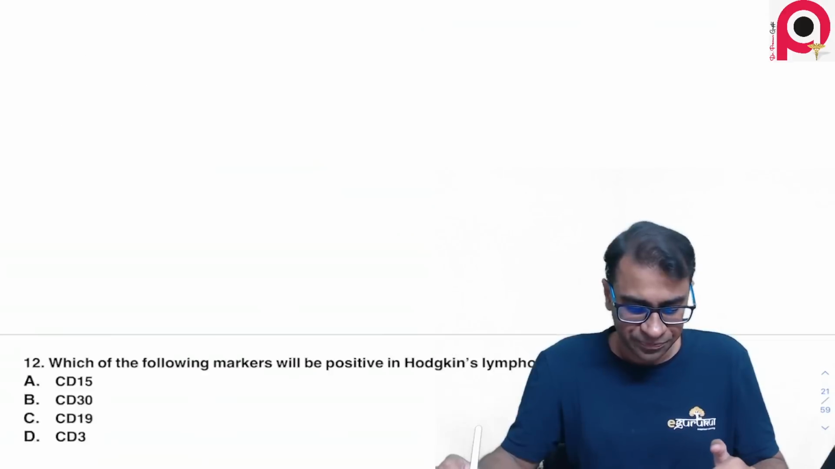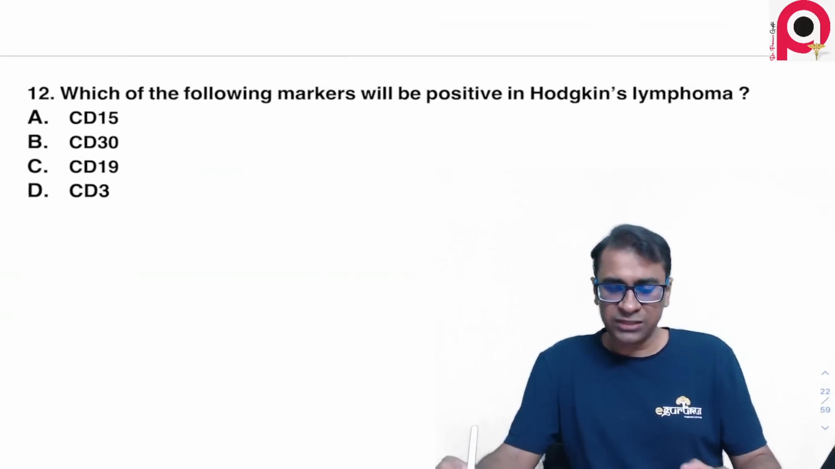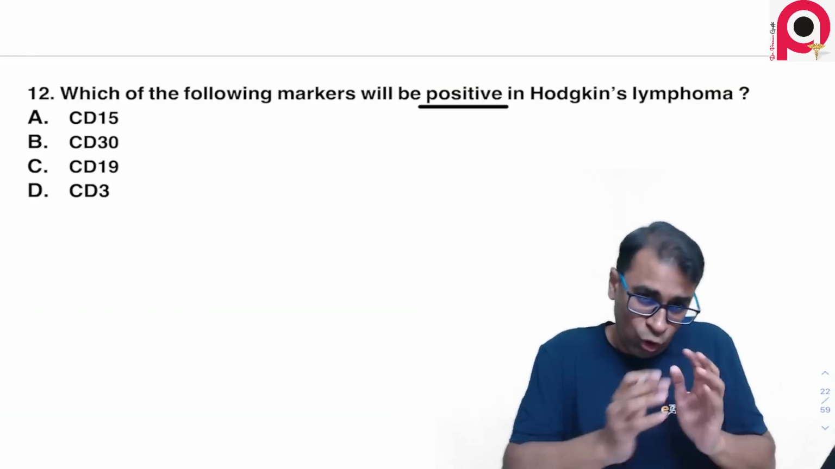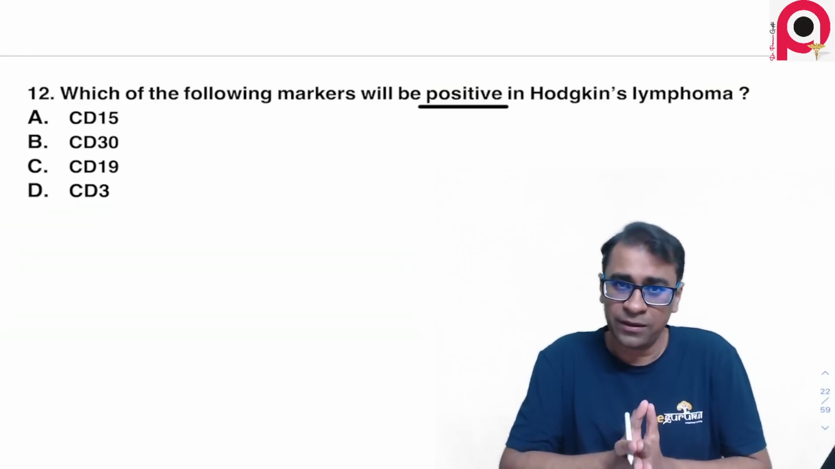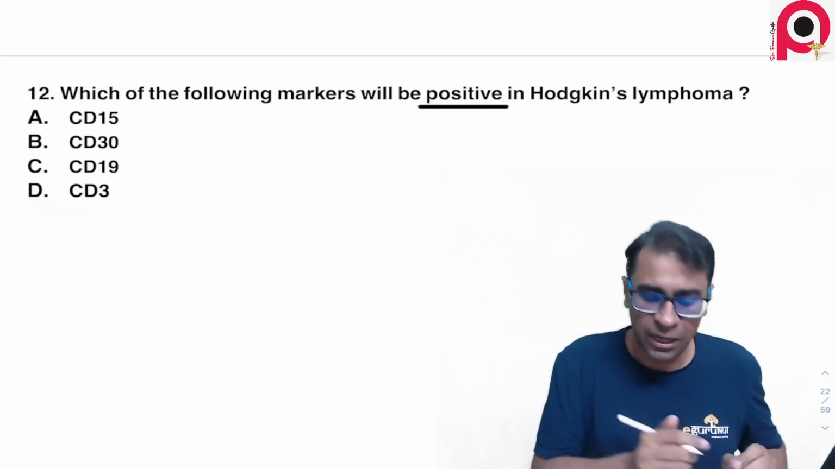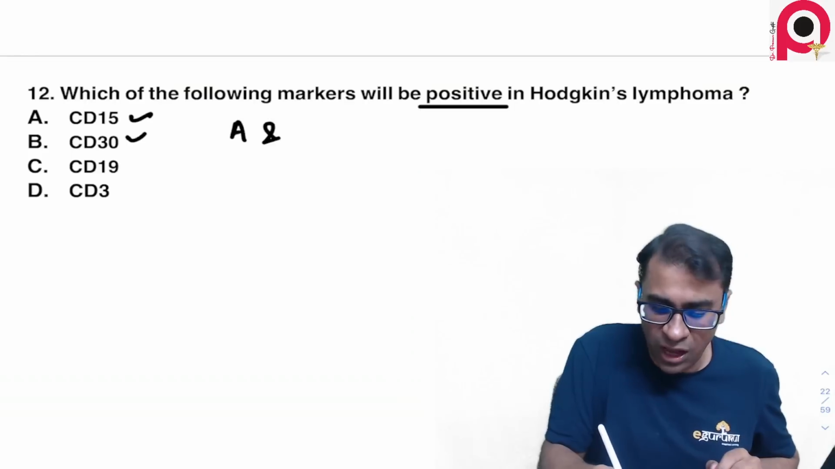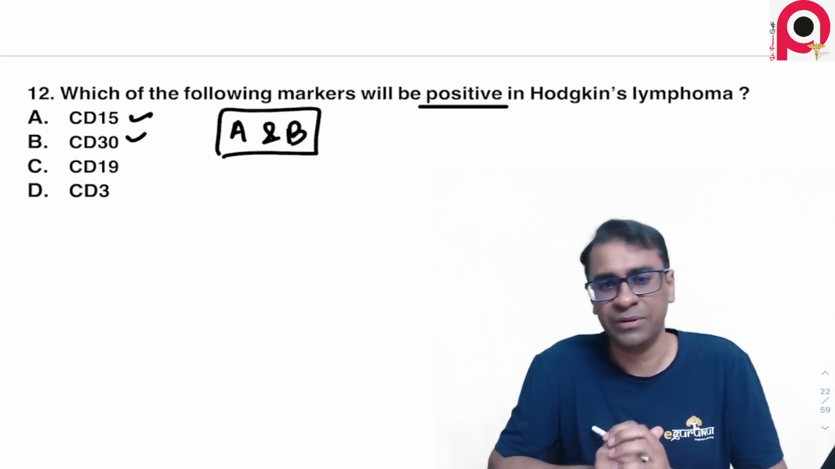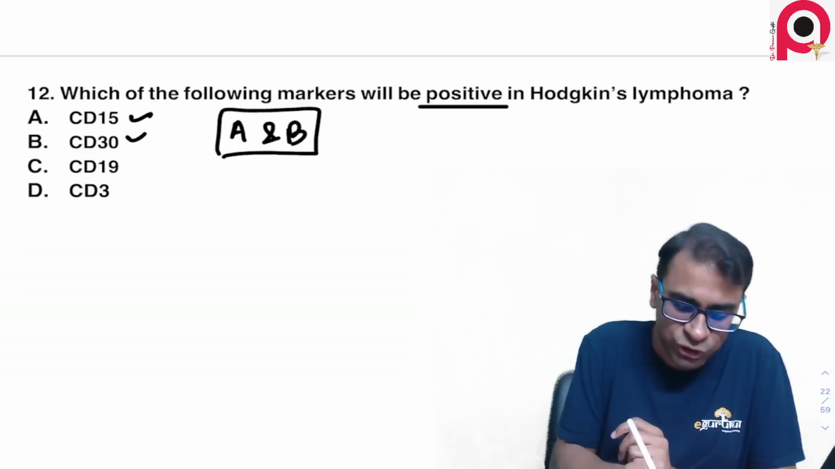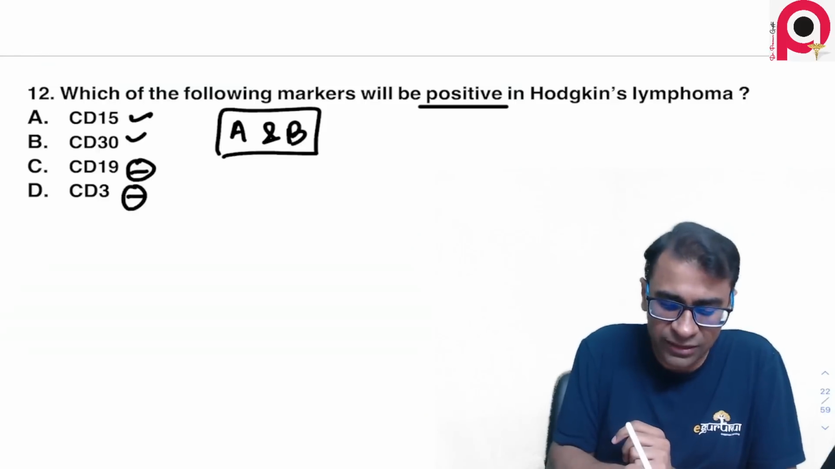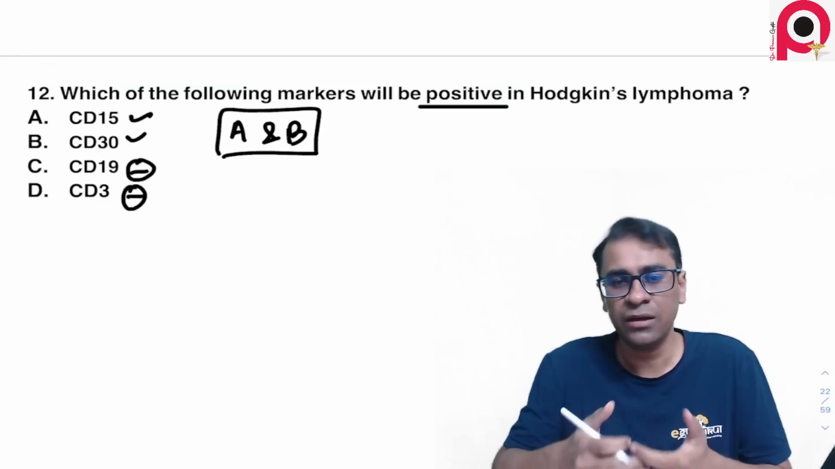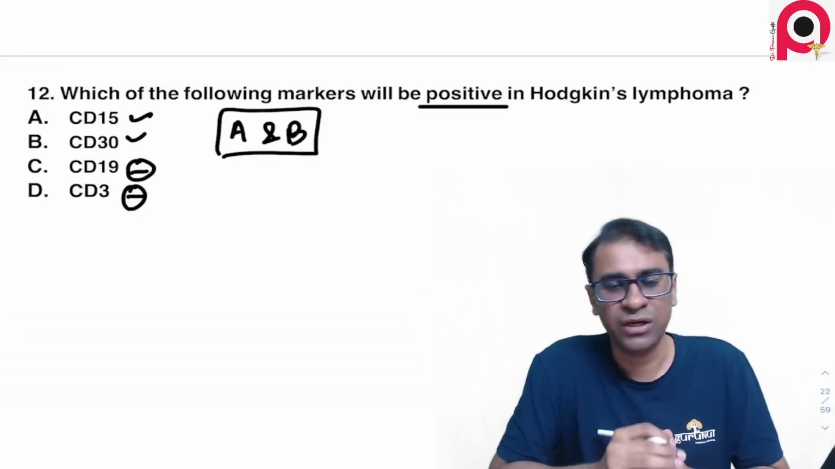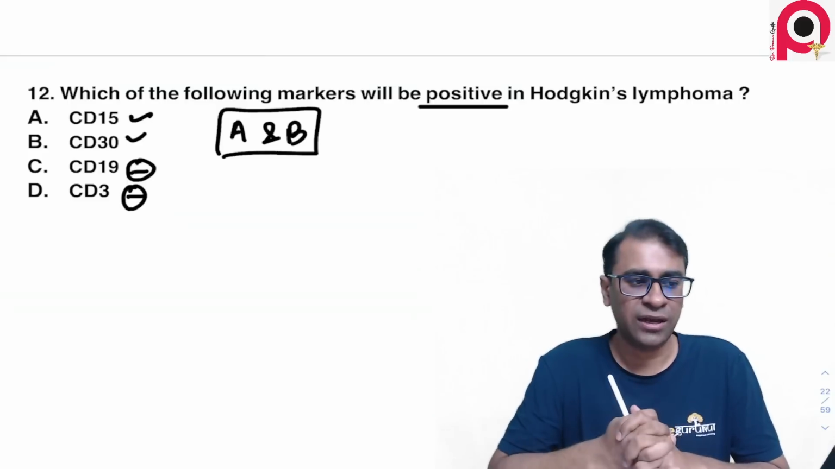Okay, the following markers will be positive in case of Hodgkin's lymphoma. So which marker will come in Hodgkin lymphoma? Hodgkin lymphoma is a classical example of CD15 and CD30. So the answer will be both A and B. CD19 will be surely negative because it is a B cell marker, and CD3 will also be negative because it is a T cell marker. So the answer will be both A and B. CD15 and CD30 both are positive in a case of Hodgkin's lymphoma.